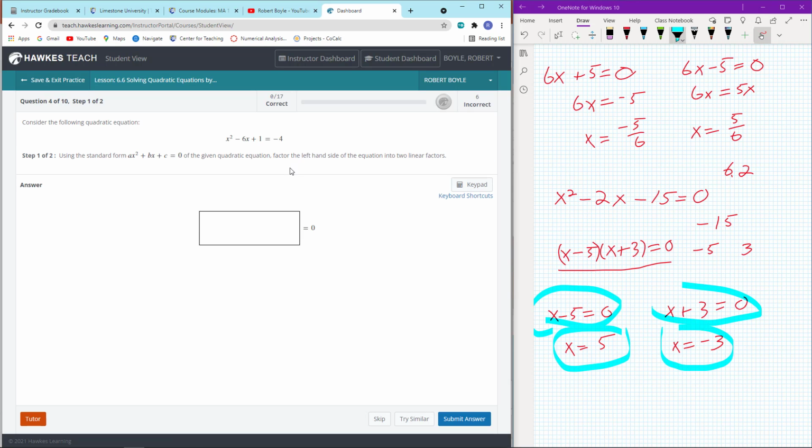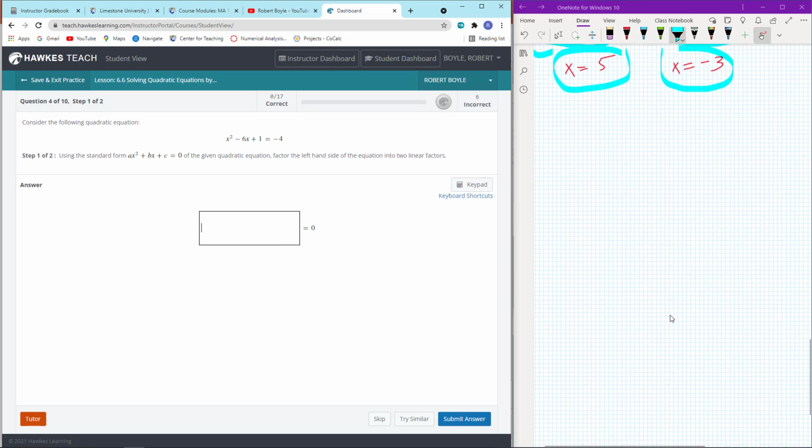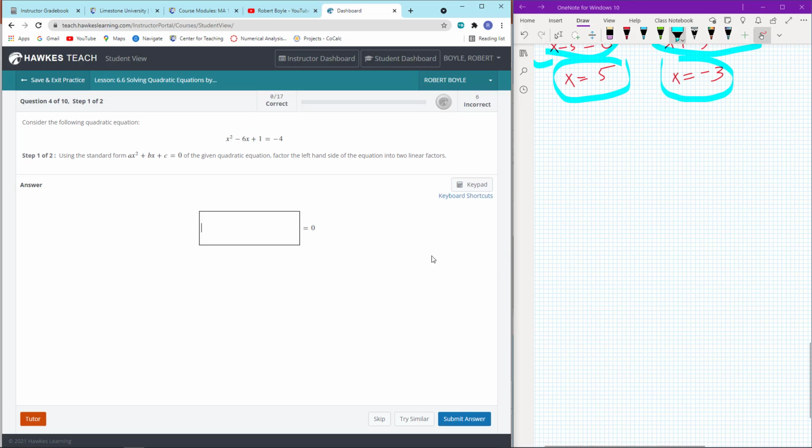Okay, I guess we're going to go ahead and start at question 4. So here we go. We have x squared minus 6x plus 1 is equal to negative 4. Remember, the first thing that we need to do is get this into standard form. That says right here. To do that, we need to add 4 to both sides. So adding 4 to both sides, that will give me x squared minus 6x plus 5 is equal to 0. Okay, there, cool. We're done with that.